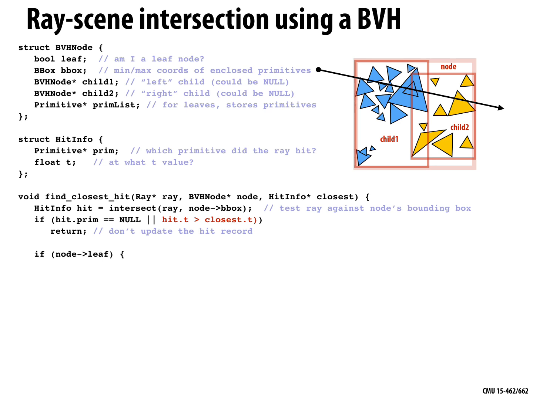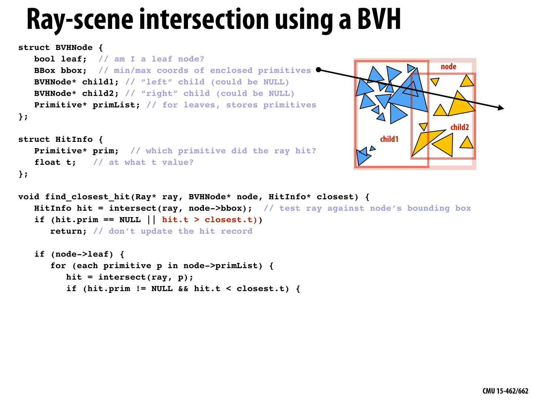On the other hand, if the node is a leaf, then for each primitive, we just have to do an ordinary ray-triangle intersection test. So for each primitive p in the list, we do an intersection test of the ray with that primitive. Sorry, if the hit primitive is not null, meaning we did hit some triangle, and the distance that we hit the triangle at is smaller than the closest distance we've seen so far, then we assign a new closest primitive and a new closest hit time. Okay?